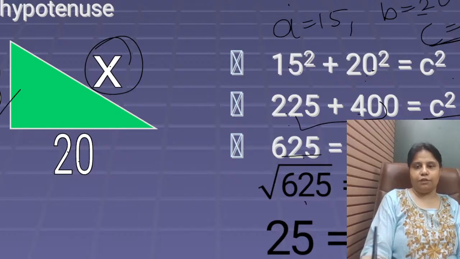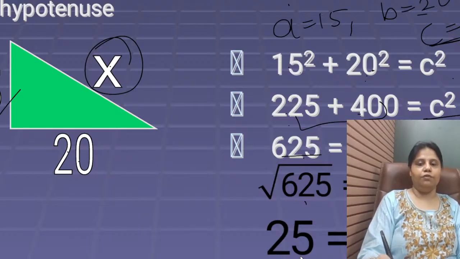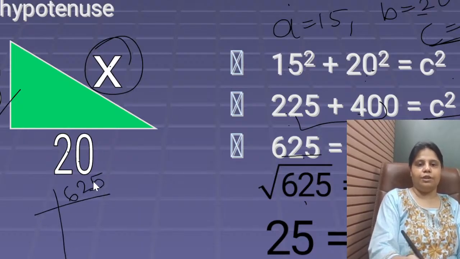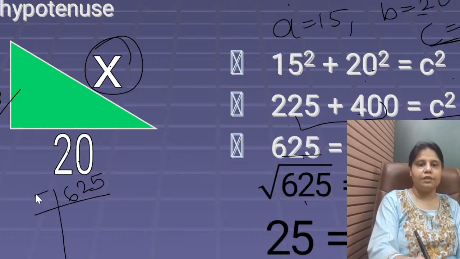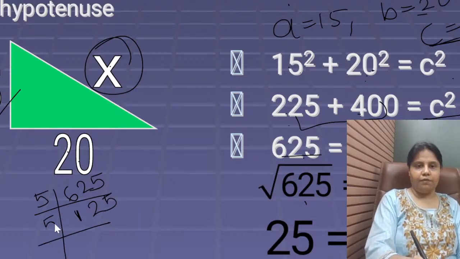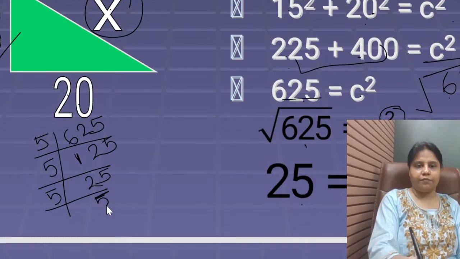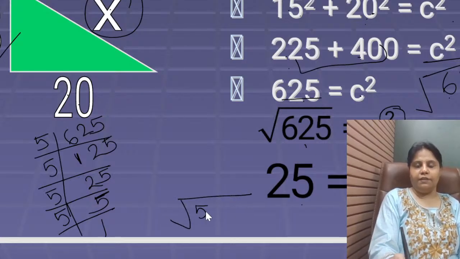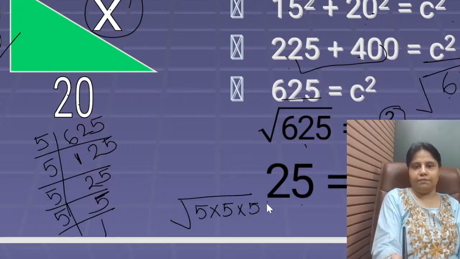So c is equal to 25, because 625 is the square of 25. How can we know that 625 is the square of 25? We can factorize it if we don't know which number's square it is. It is divisible by 5, so 625 divided by 5 is 125, then 25, then 5, then 5, and 1. So it is 5 times 5 times 5 times 5.